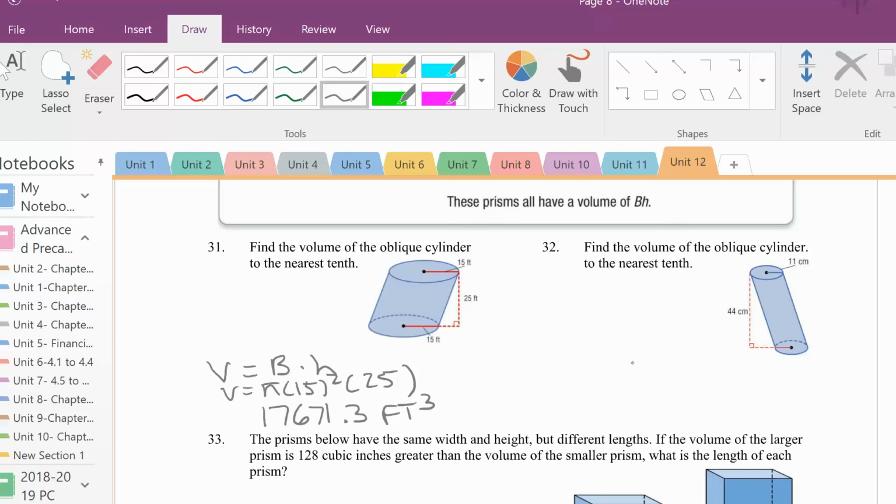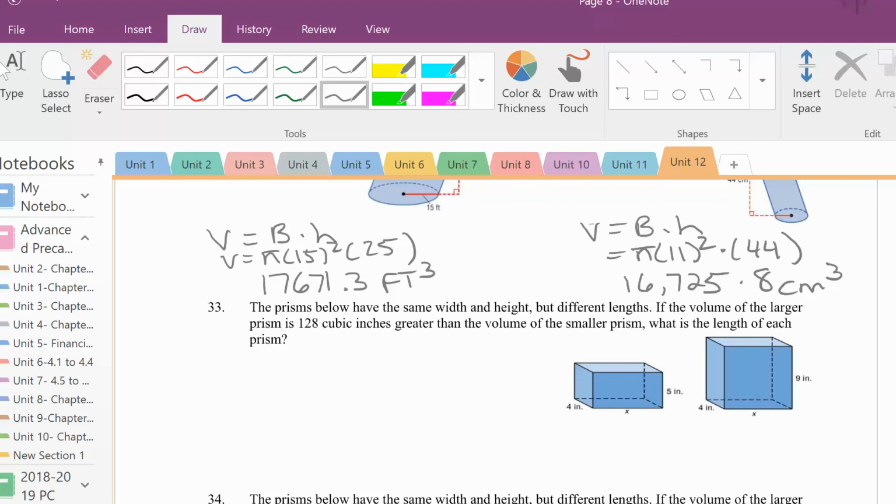All right, so here, same thing, the area of the base times the height, so it's pi times 11 squared times the height, which is 44. And when you multiply that out, you get 16,725.8 cubic centimeters.